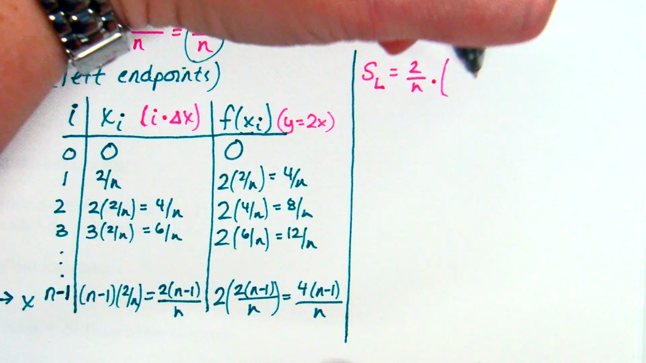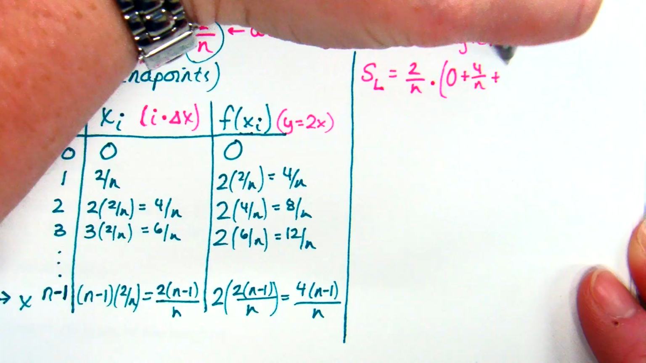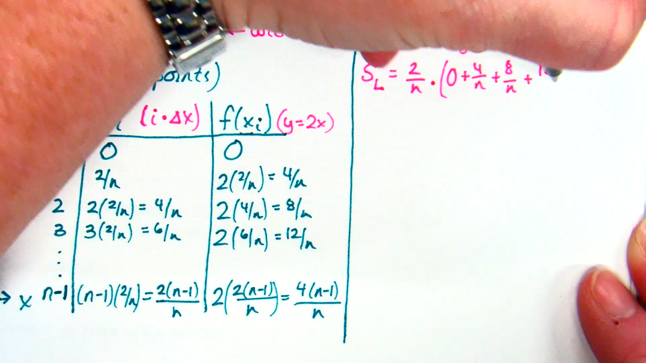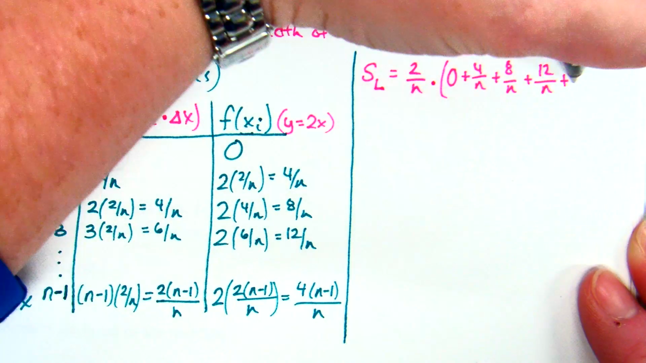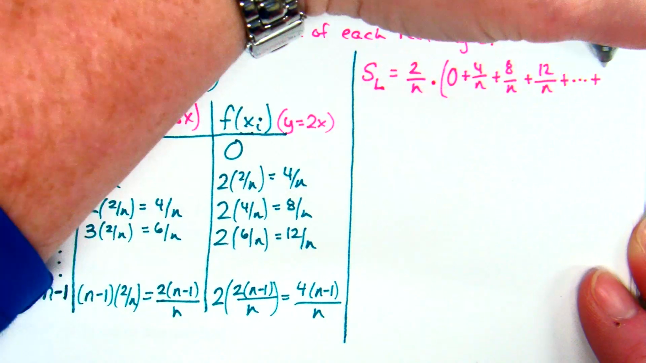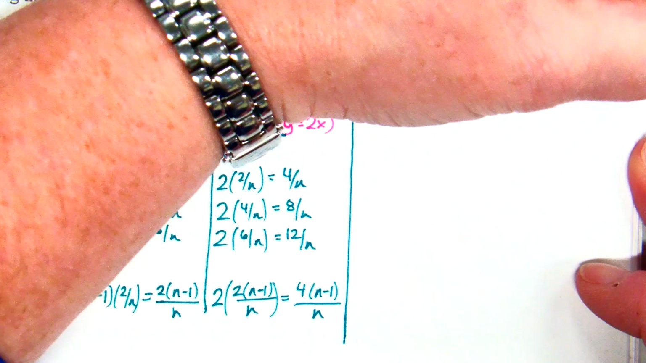Okay, so what we just did there, we did delta x, which was the 2 over n, right? And then what is this stuff in parentheses? This is the sum of the heights. That's your pieces there.